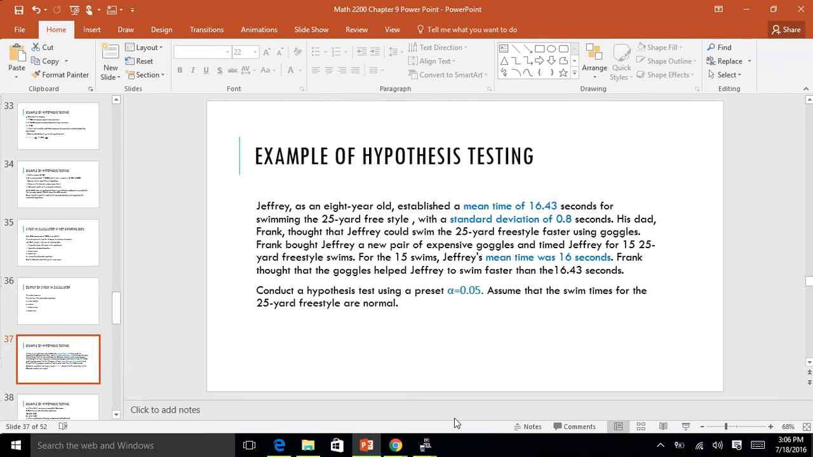Jeffrey, as an 8-year-old, established a mean time of 16.43 seconds for swimming the 20-yard freestyle, with a standard deviation of 0.8 seconds. His dad, Frank, thought Jeffrey could swim faster using goggles. Frank bought Jeffrey a new pair of expensive goggles and timed Jeffrey for 25 freestyle swims. For the 15 swims, Jeffrey's mean time was 16 seconds. Frank thought that the goggles helped Jeffrey swim faster than the 16.43 seconds. Conduct a hypothesis test with the level of significance at 0.05. Assume that the swim times for the 25-yard freestyle are normal.